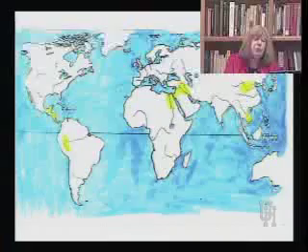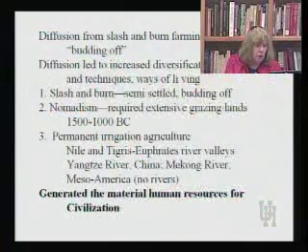The transition to agriculture was very gradual and prolonged. In the Middle East, it happened from 9,500 to 7,500 BC, and from these centers that you see on the map, it spread throughout the entire world.